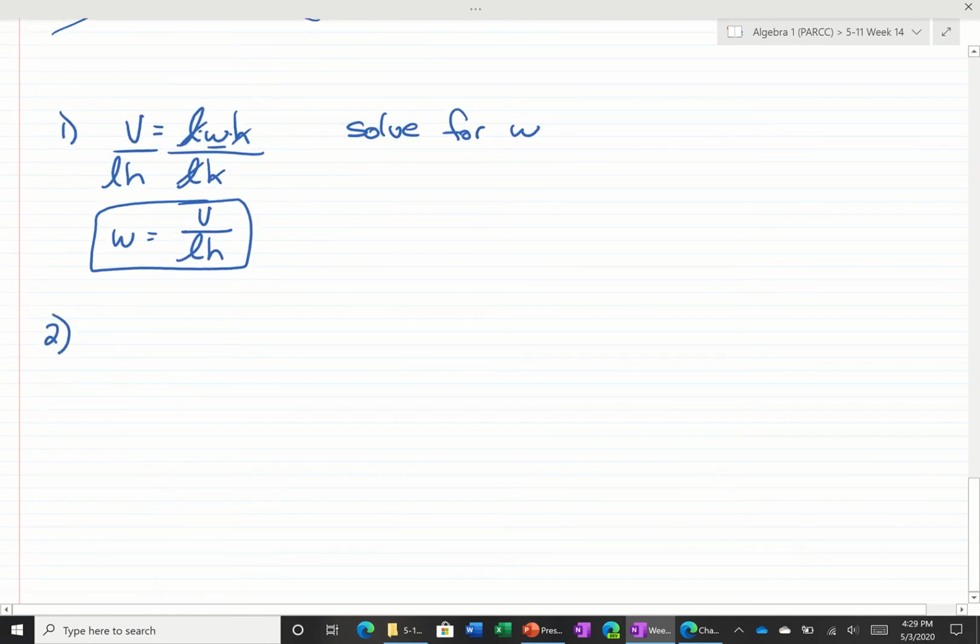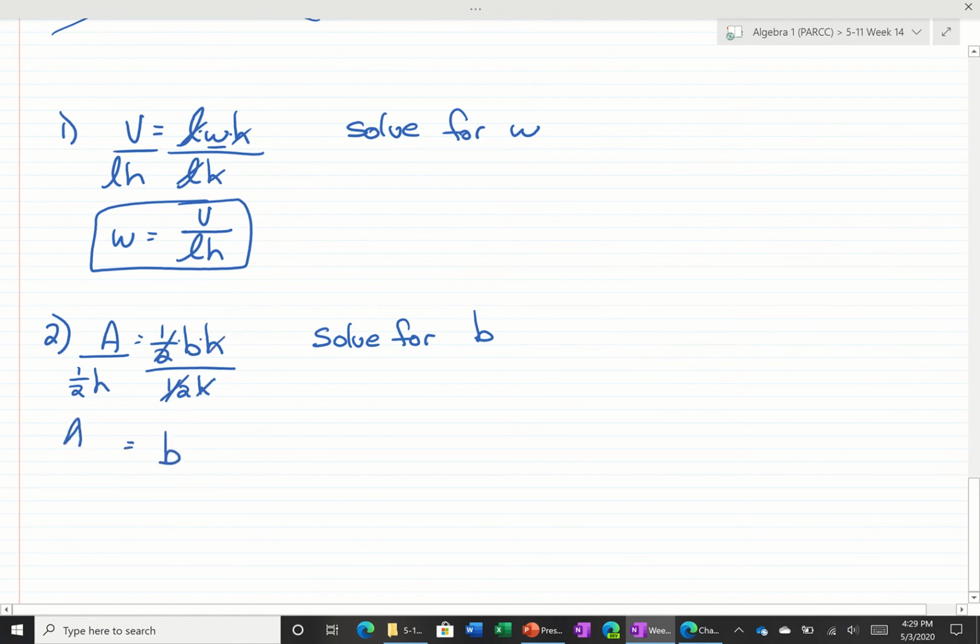For problem number 2, it's saying that A is equal to 1/2 BH, and it's asking us to solve for B. Well, looks like we're multiplying by H, we're multiplying by 1/2, so if we divide by 1/2 and H, we would get that B is equal to A divided by 1/2 h. And again, it's a little bit funny to see a fraction in the bottom of a fraction. So let's multiply the top and bottom by 2. And we get that b is equal to 2a over h.